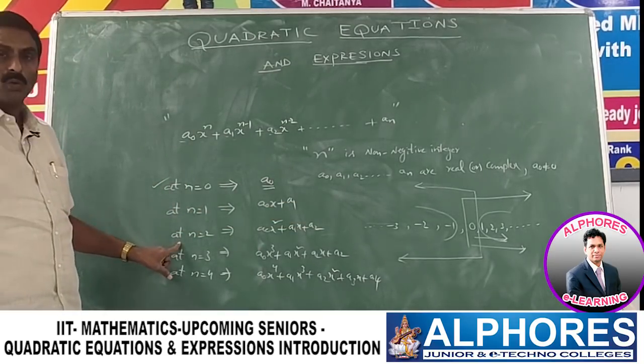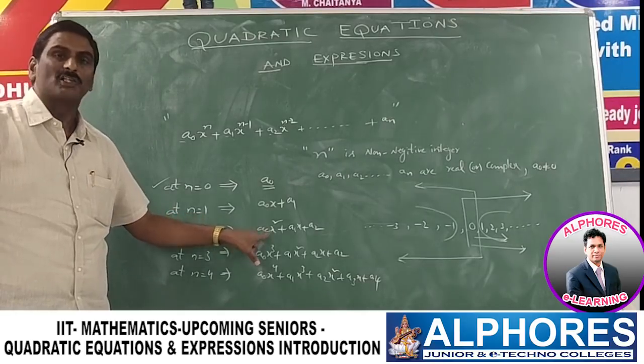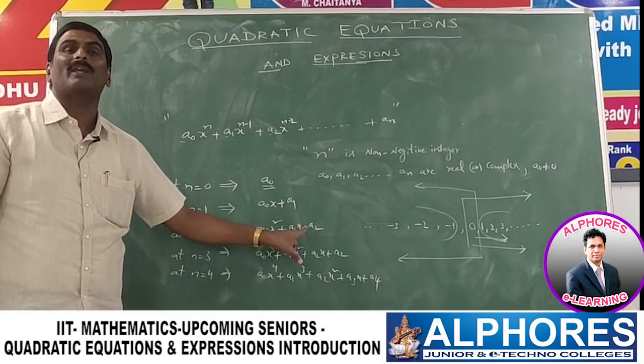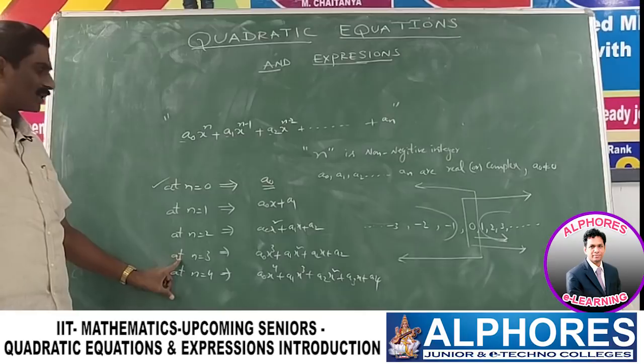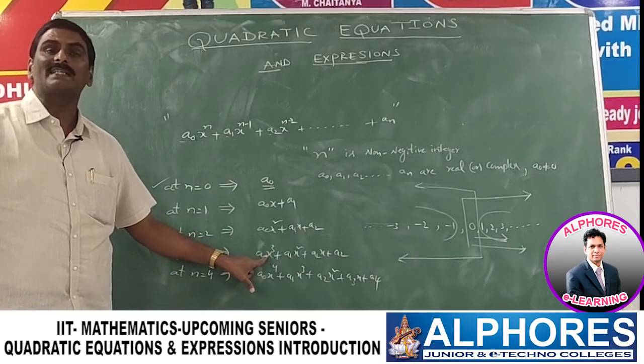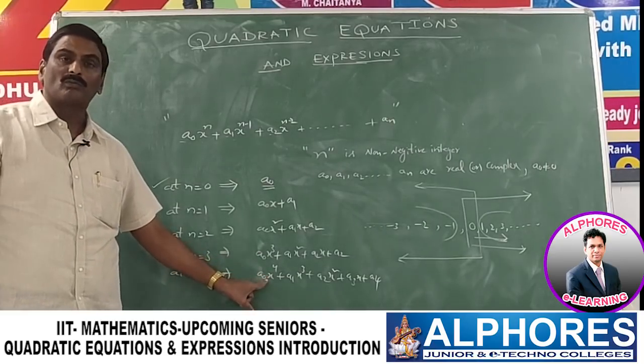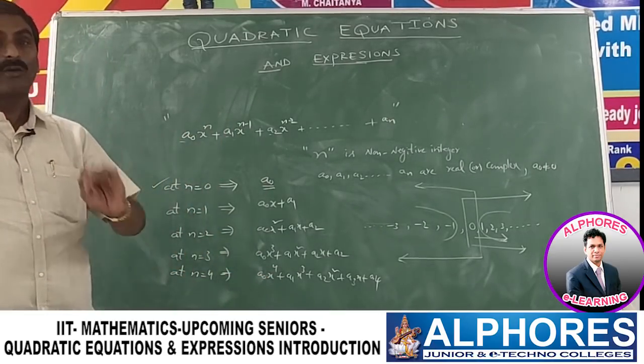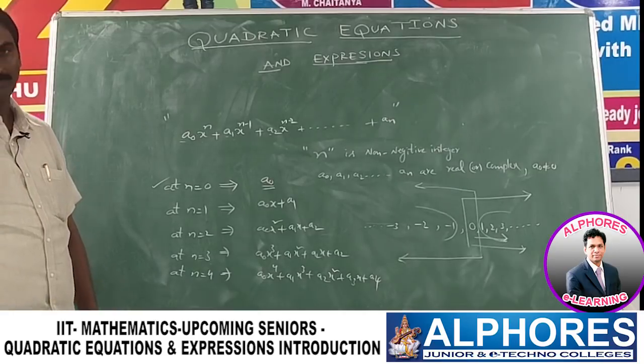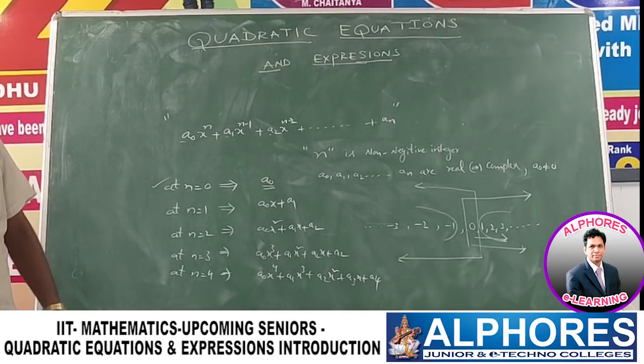At n is equal to 2, the polynomial degree is 2, so it is said to be quadratic. At n is equal to 3, the degree is 3, so it is said to be cubic polynomial. At n is equal to 4, the degree is 4, so it is said to be biquadratic polynomial.